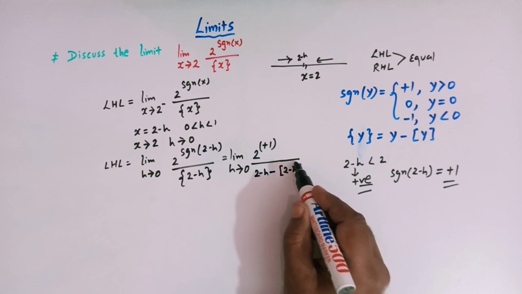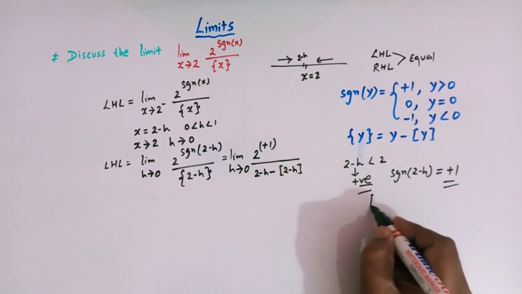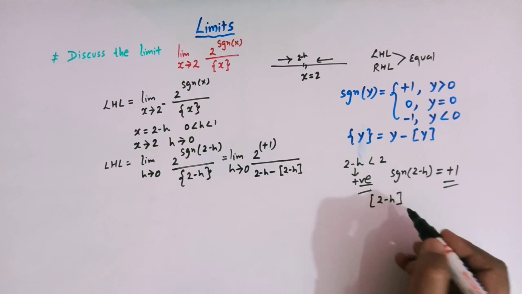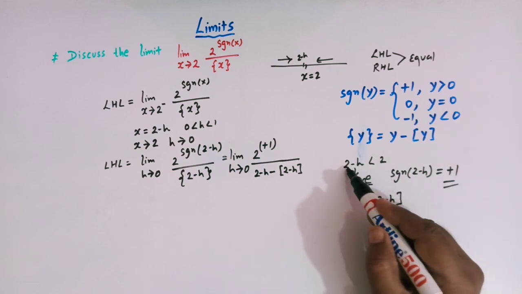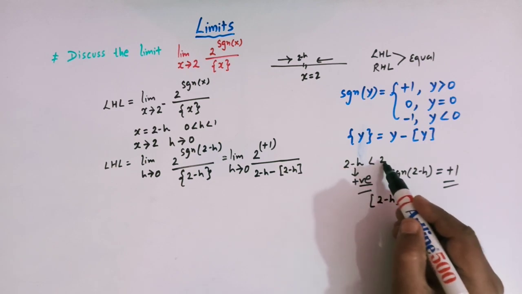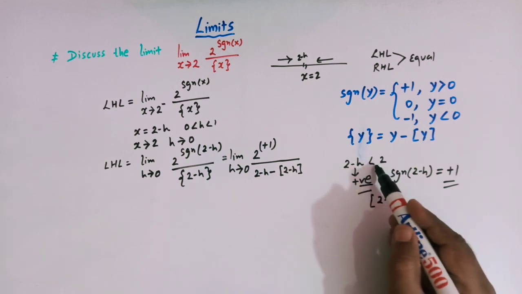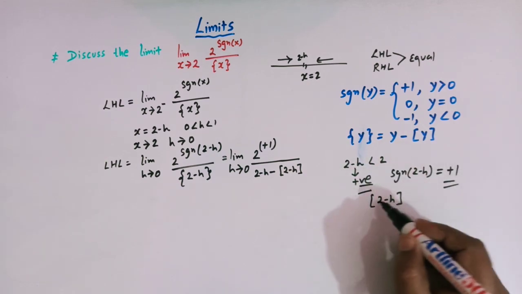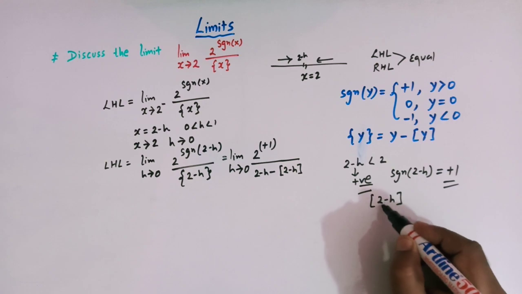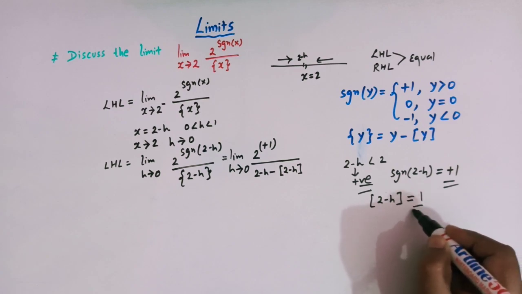Now let us discuss the expression greatest integer of 2 minus h. As we have said, 2 minus h is slightly less than 2. So when 2 minus h is slightly less than 2, obviously the value of greatest integer of 2 minus h is equal to 1.